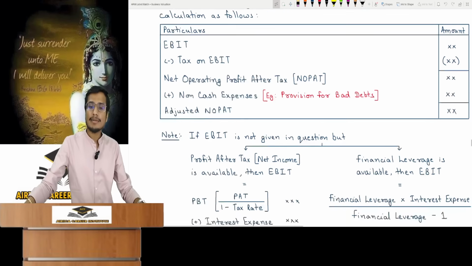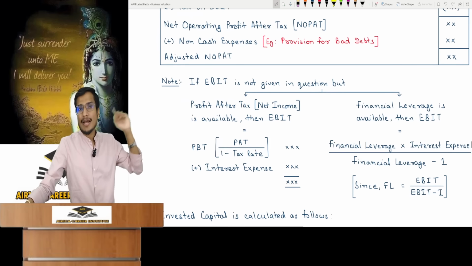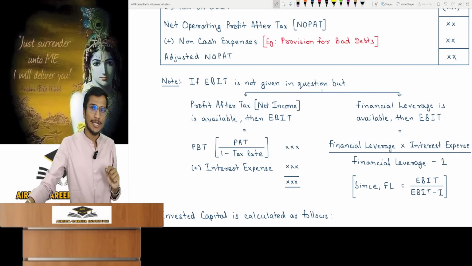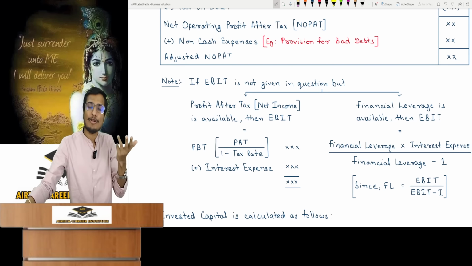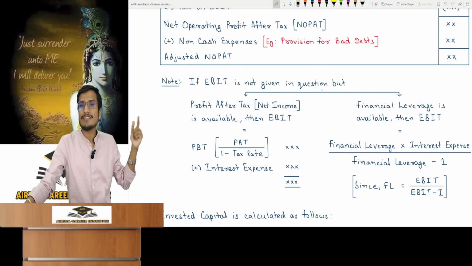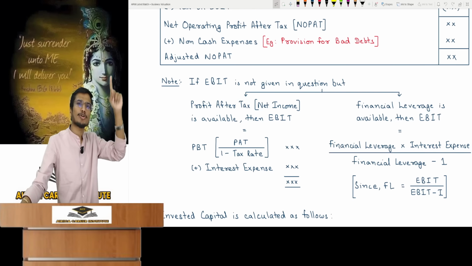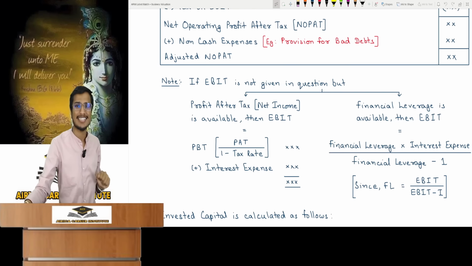Is that clear? After this, sometimes in a question EBIT might not be given. If EBIT isn't provided, how do you calculate the NOPAT you need? You might assume the question is wrong. Profit after tax, which we call net income or net profit, was mentioned in income statement in basics of AFM.